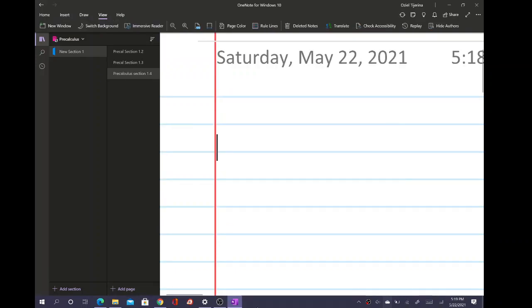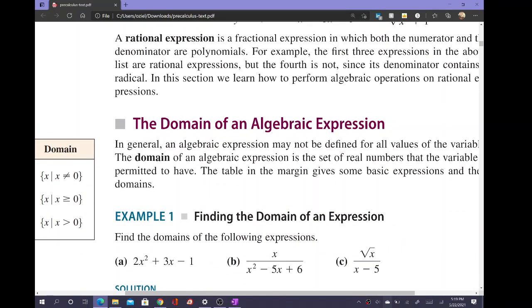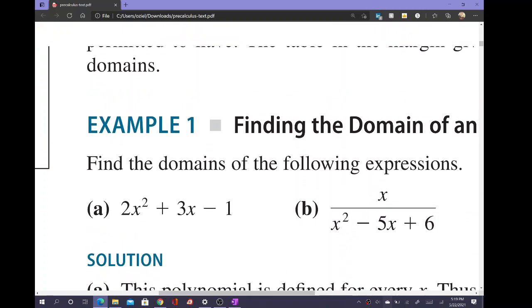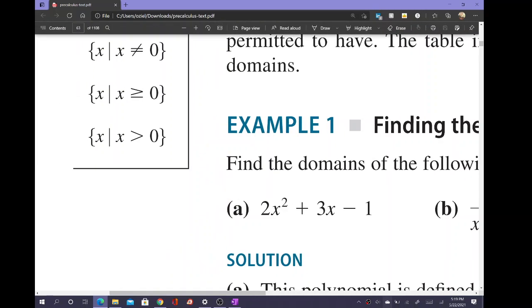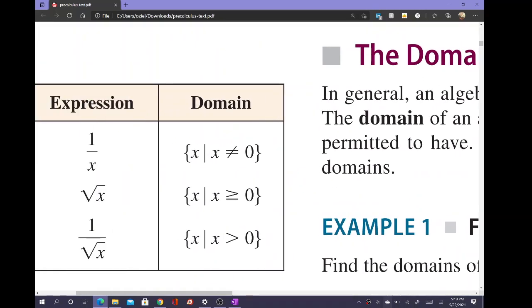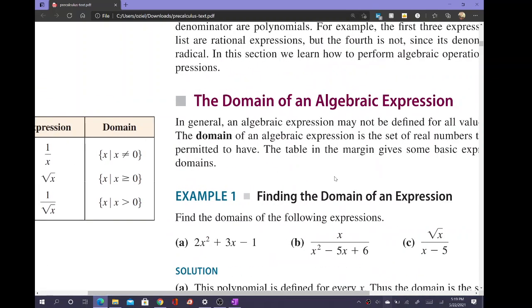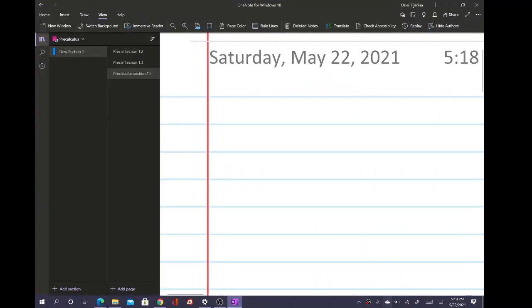Okay, so the first one that we look at here is 2x squared plus 3x minus 1, right? And of course, this is in set builder notation. Of course the domain is all the x values of an expression, or a function.